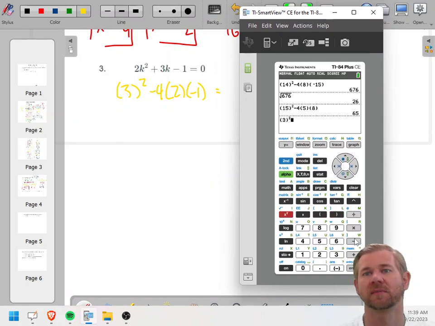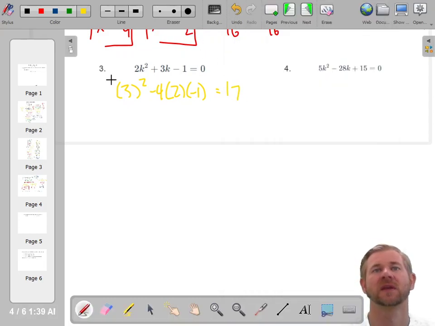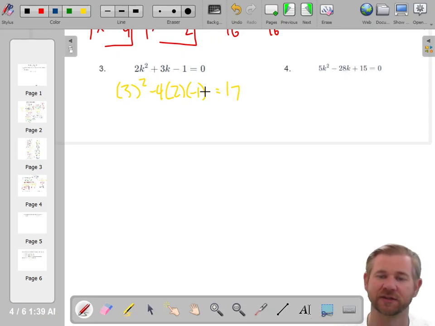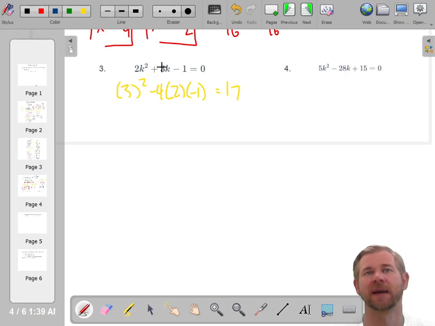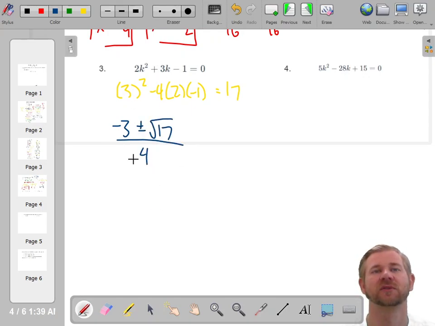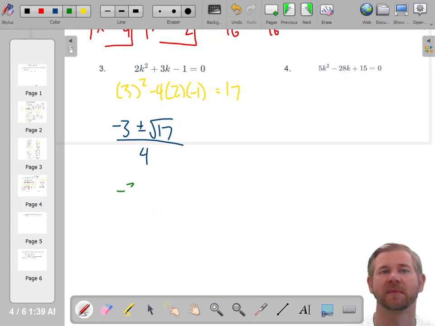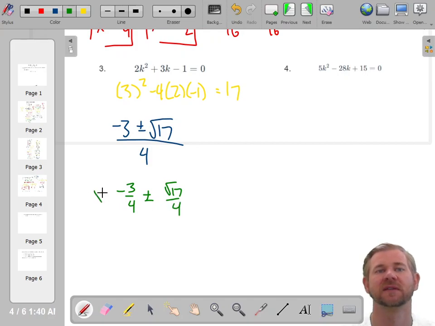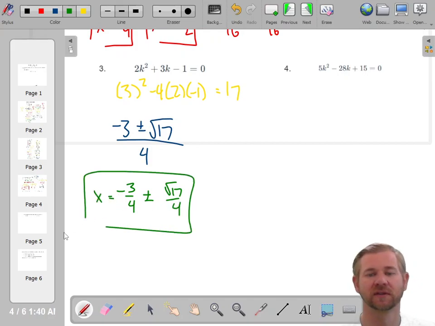3 squared minus 4ac. 17. So again, since the square root of 17 is a gross decimal, it's called an irrational number, I'm not going to mess with it. I'm just going to say the opposite of b, negative 3, plus or minus radical 17. 2 times a, 2 times 2 is 4. And then we'll just split it up. Negative 3/4 plus or minus radical 17 over 4. Just leave your answer alone. Done.